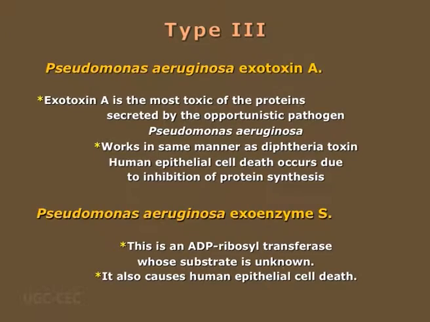Another important toxin is Pseudomonas aeruginosa exotoxin A. Exotoxin A is the most toxic of these proteins secreted by Pseudomonas aeruginosa. It works in a similar fashion to diphtheria toxin and it can damage the epithelial cells. The exoenzyme S, which is also produced by Pseudomonas aeruginosa, can create epithelial cell death.